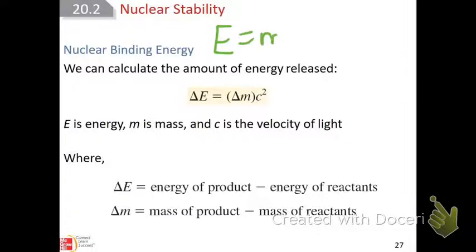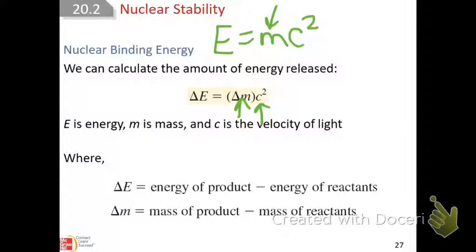E equals mc squared. This delta M here is the change in mass. This E stands for energy, so the amount of energy given off or taken in is equal to the change in mass, so the mass that it should be compared to the mass that it actually is, or the mass defect, and then this C stands for the speed of light squared.